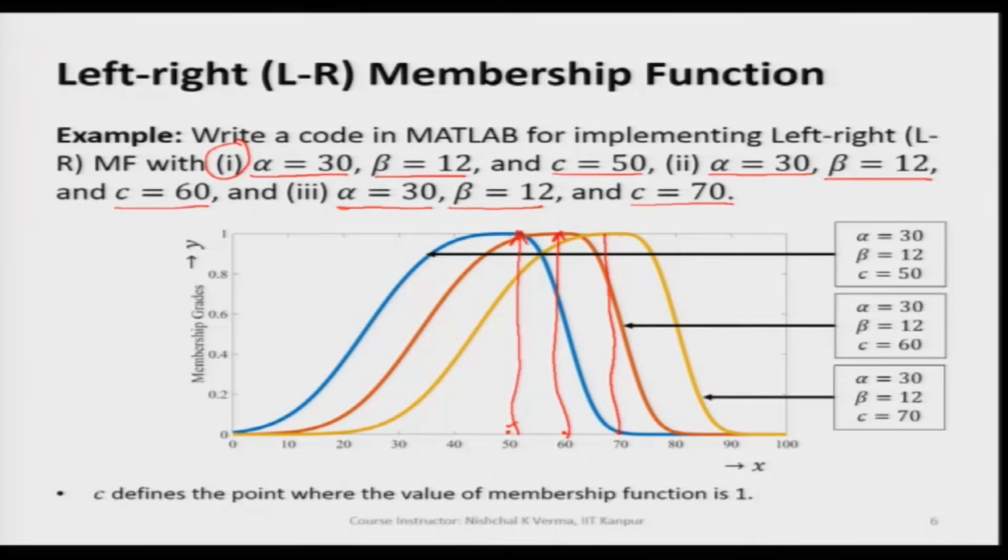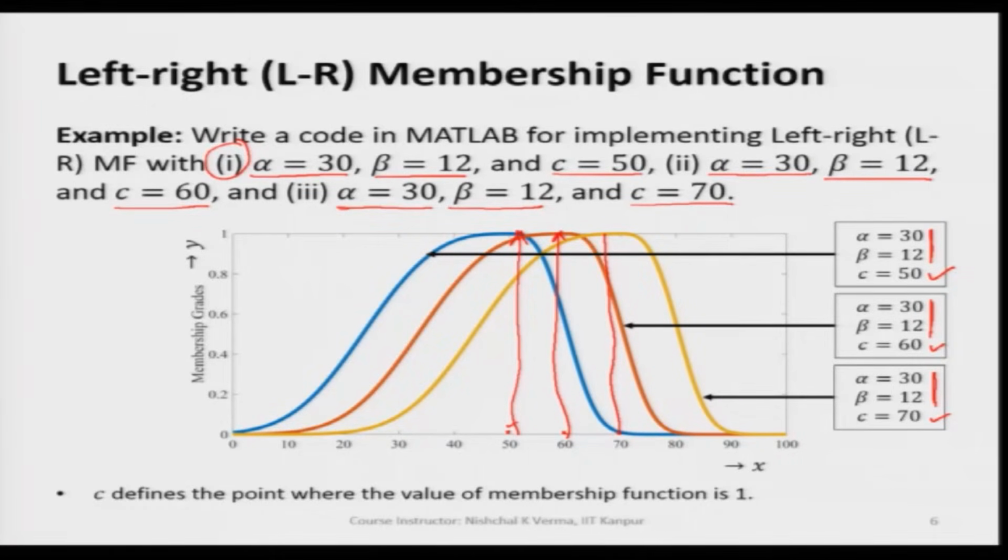As we clearly know, alpha is responsible for the change in the left half of the region about C, and beta is responsible for the change of the shape of the right half of C. So, once again I would like to tell you that these two values, alpha and beta, are the same in all the three cases, only C is changing.